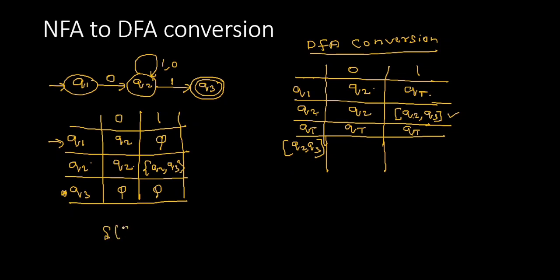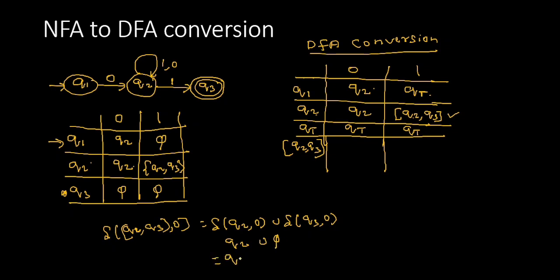So, delta of Q2, Q3 when 0 is applied. So, we will get delta of Q2, 0 union of delta of Q3, 0. In Q2 when 0 is applied, we get Q2 itself, and in Q3 when 0 is applied, we get phi. So now this will be equivalent to Q2 alone. Now when Q2, Q3 when 0 is applied, we get an answer called as Q2.